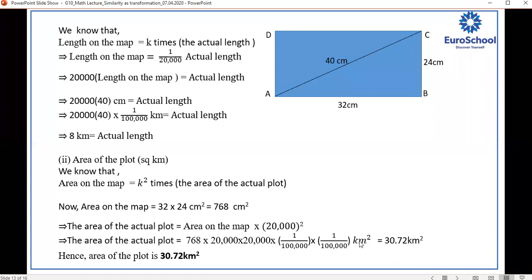Look at this step if you have any doubt. 768 is area on the map into scale factor, that is 20 into 20. Then 1 by 1 lakh, 1 by 1 lakh is our conversion from centimeter square to kilometer square. When you solve, you get 30.72 kilometers square as the area of the plot. Understood? Any doubt here?